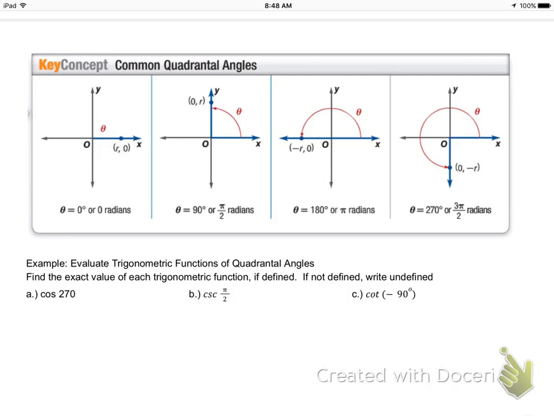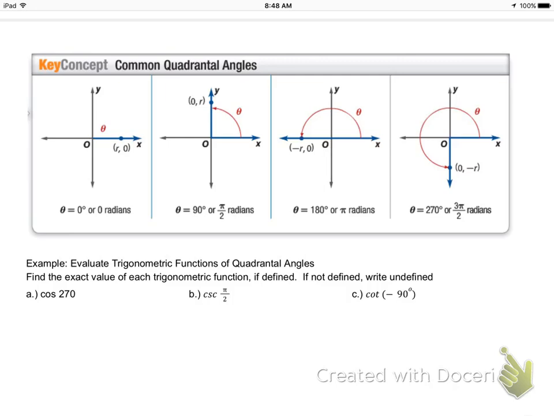If I go to 90 degrees, or pi over 2, we should start to remember some of these. So 90 degrees, pi over 2, I am going to go straight up. 0, r. Now if I'm on the unit circle, which we're going to get to in a second, that'd be 0, 1. Otherwise, it's 0, r. So again, if the radius is 4, I'm going to go up 4. 0, 4. If I'm talking about 180 degrees or pi radians, it's a -r, 0. It's going straight left. Again, on the unit circle, it's -1 comma 0. And the last one is 270 or 3 pi over 2. It's straight down. So it'd be a 0 comma -r is where your quadrantal is.